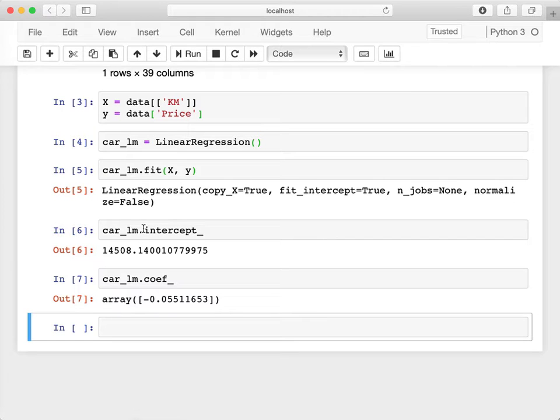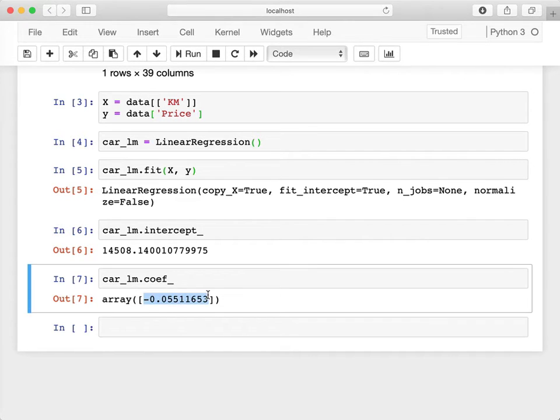The intercept is basically the average price of the car when the KM is 0. Well, KM is not 0 anywhere in the data because those cars are not brand new. But extrapolating from the data we have, the average price of a brand new car, meaning KM is 0, Toyota Corolla is 14,508 euros. The coefficient is basically the degree to which the price changes when KM changes by 1 unit. So that basically is saying that each increase of 1 kilometer is decreasing the price of the car by 5 euro cents.